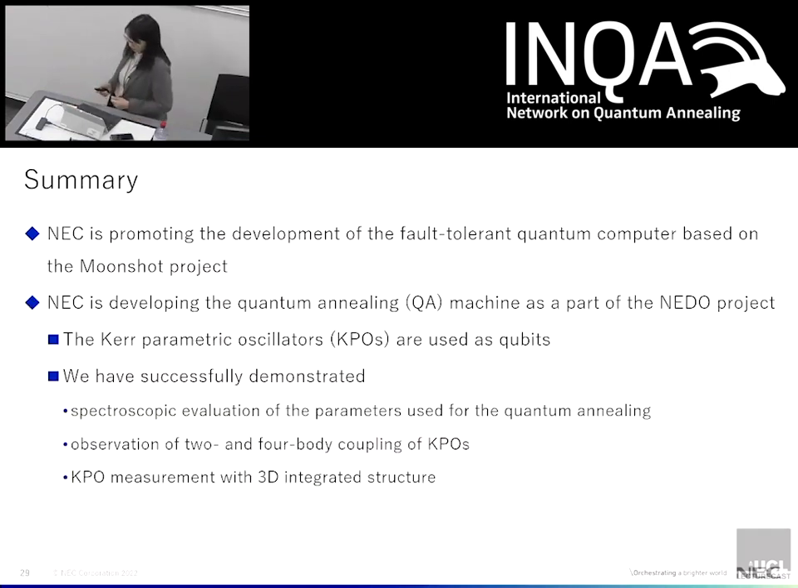This is a summary. NEC is promoting two national projects on superconducting quantum computers. The first one is the Moonshot project targeting a fault-tolerant quantum computer, and the other is the NEDO project targeting a quantum annealing machine. Especially for quantum annealing, we have been developing a KPO-based annealing machine and have recently made progress as described here.